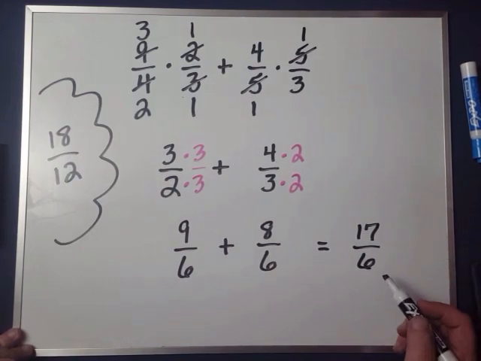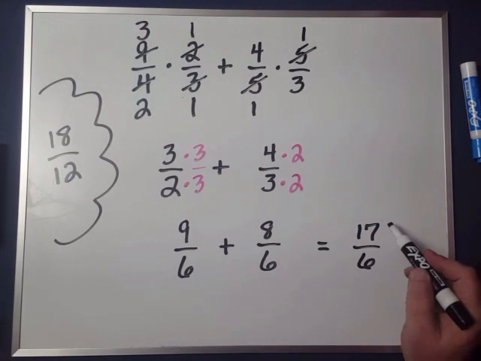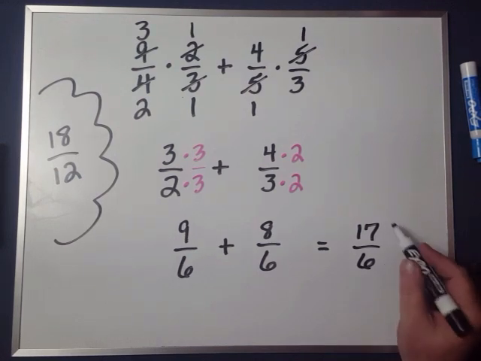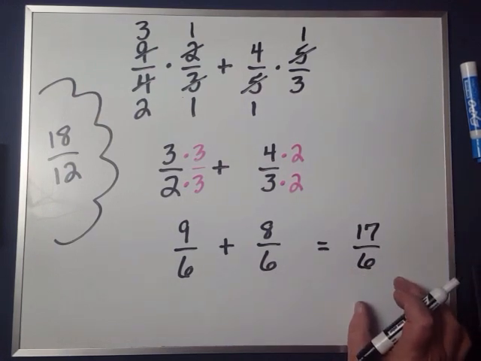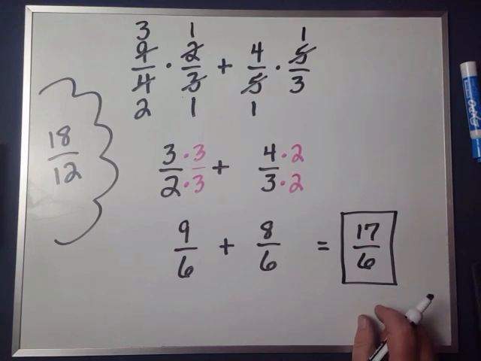Make sure that this fraction is in lowest terms. Do you understand what I mean by lowest terms? I mean that there is no factor common to the top and bottom. I can't divide the top and bottom by the same thing and get smaller numbers. This fraction is in lowest terms.